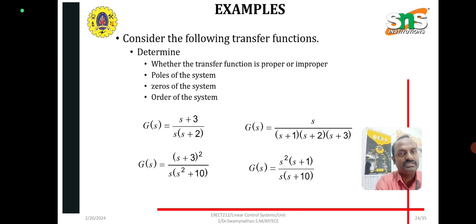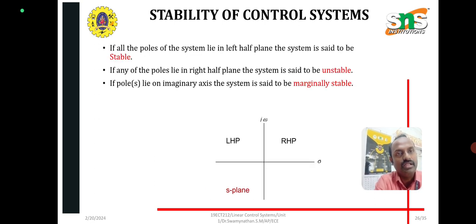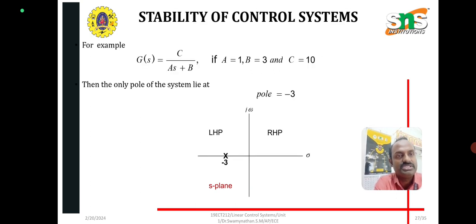There are different examples we are using, 4 examples. In the s plane, the x axis is sigma and the y axis is j omega, so s is equal to sigma plus j omega. How can you find the stability of the system? If all the poles of the system are in the left half plane, the system is stable; right half plane means unstable. If poles are on the imaginary axis, it is marginally stable. So stable, unstable or marginally stable are the important points for the stability of the system based on the poles.